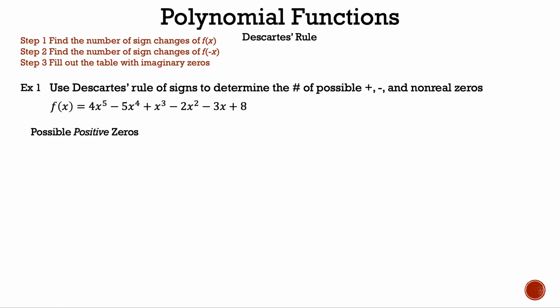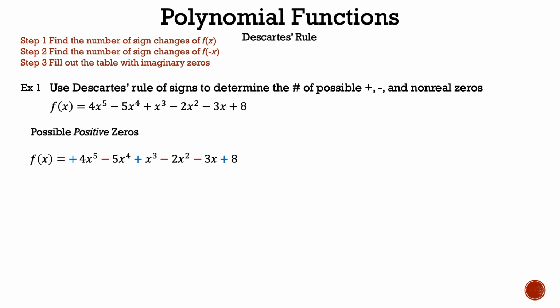First, let's determine the number of possible positive zeros. In this case, we use the original function. Notice how we have added the invisible positive sign in front of 4x to the 5th? That will help us determine how many times the sign has changed from positive to negative or vice versa. Now, let's highlight the positive signs as blue and the negative signs as red. How many times do we think the sign has changed in this function?